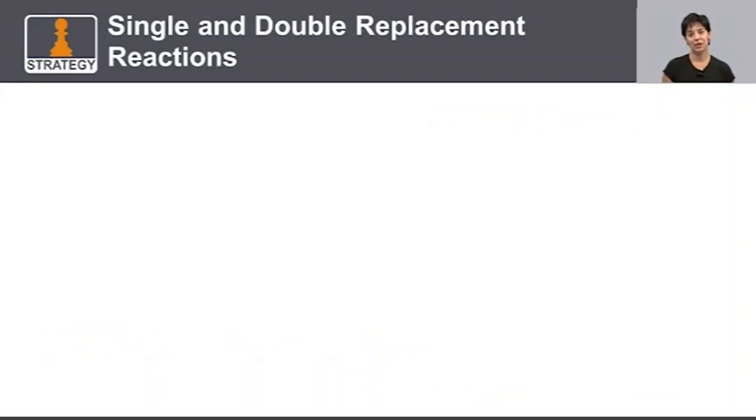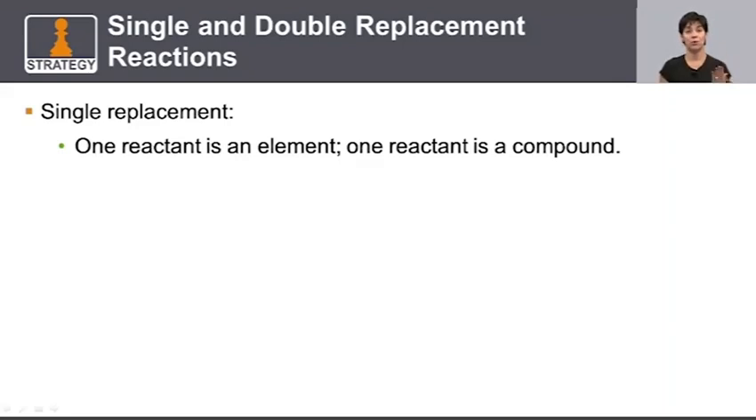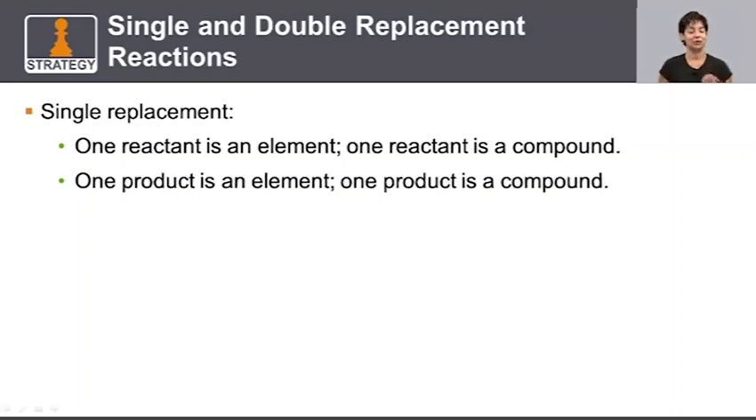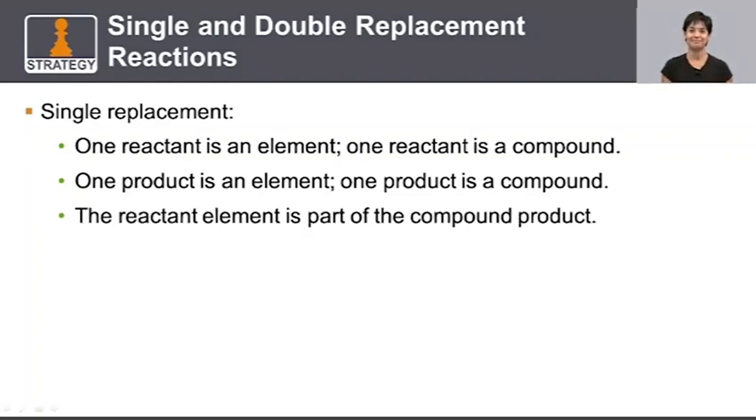Now, let's recap. In a single replacement reaction, I have one reactant as an element, one reactant as a compound. In a single replacement, I have one product as an element and one product as a compound. And remember I said that the reactant element is now going to be part of the compound product.